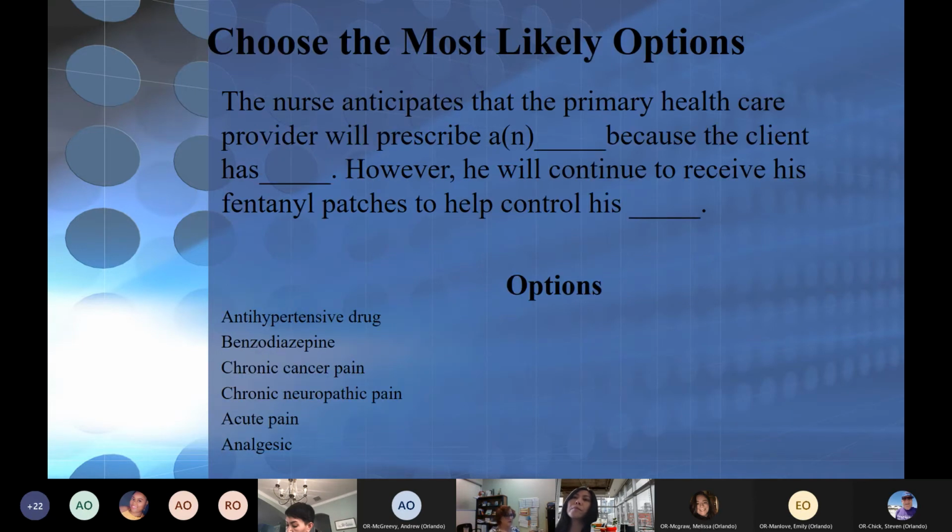So you're going to choose the most likely options. I've given you the options in a list here, and you're going to fill in the blanks. So the nurse anticipates that the primary healthcare provider will prescribe something because the client has something. However, he will continue to receive his fentanyl patches to help control his blank. So let's fill in the blanks.